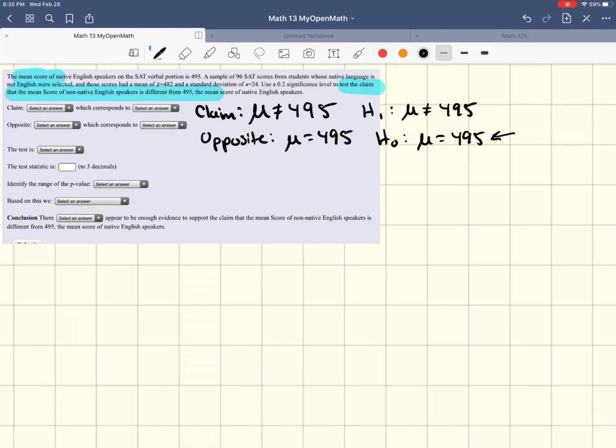reject. Okay, it looks like this problem, we always have to find the test statistic, and this problem is asking us about the mean. Oh, sorry, I missed one thing. Since it's not equal to, this test is a two-tailed test.